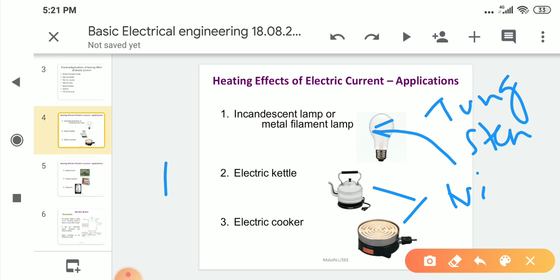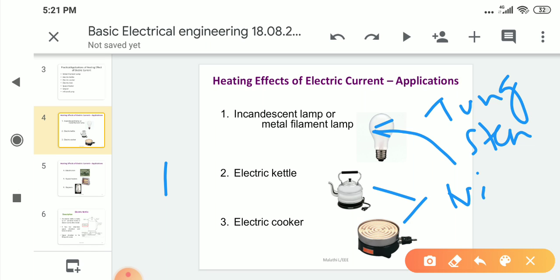When the liquid or water reaches its boiling point, then with the help of the thermostat or bimetallic strip, it will automatically stop the flow of current. If that does not happen, then the milk and all those things will overflow due to overheating. That's why the thermostat is very important, right?